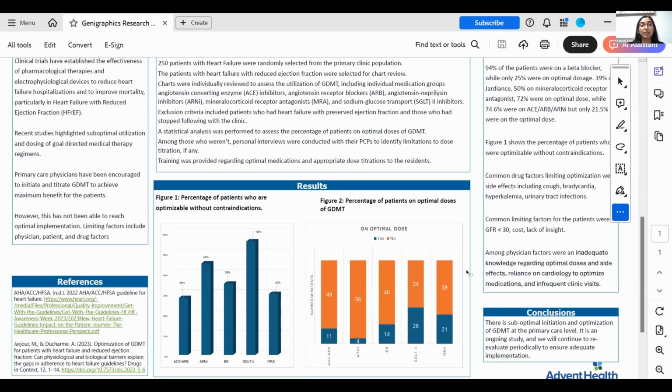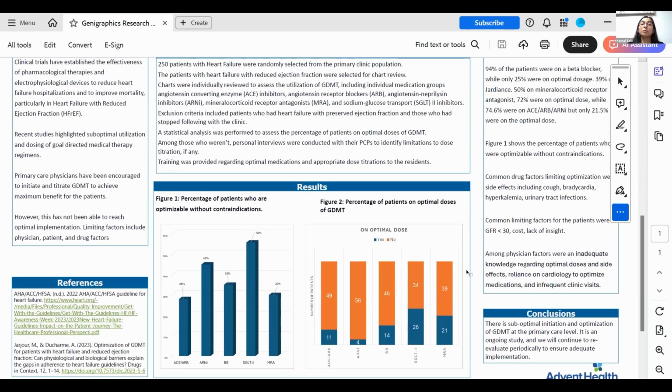Exclusion criteria for our study included patients who had heart failure with preserved ejection fraction, even though most recent studies have shown that heart failure with preserved ejection fraction has also shown an improvement in morbidity and mortality. But that's still an area where there's a little bit of debate and ifs and buts, but heart failure with reduced ejection fraction is most definitively recommended to be on these medications.